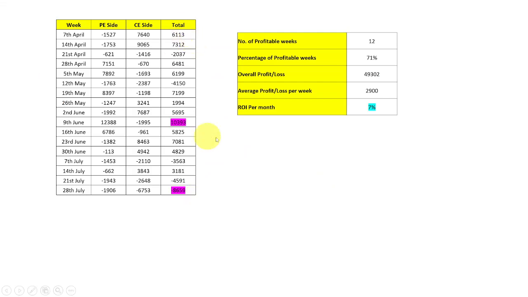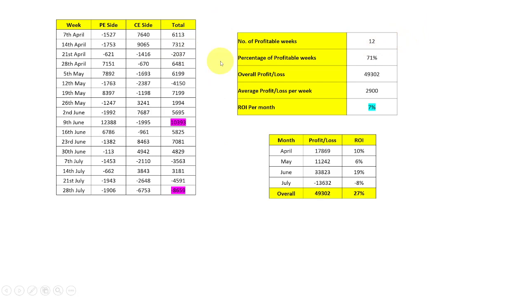So in this case, though the market may have moved maybe 1,500 points, in the last 17 weeks, whatever I have seen, out of 17 weeks, 12 weeks we were in profit. The main reason was that in most of the cases the VIX was high.